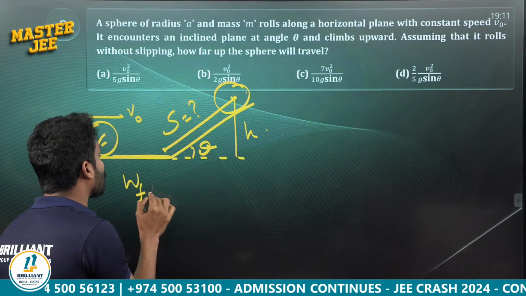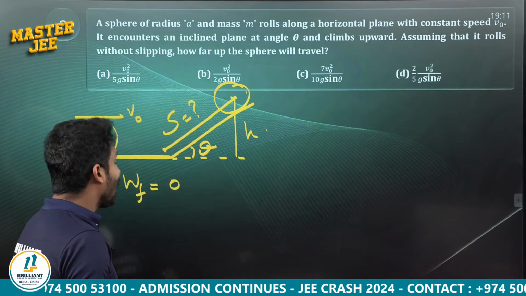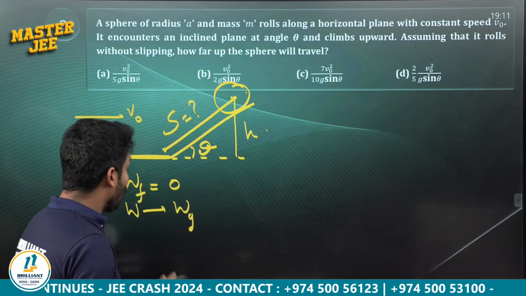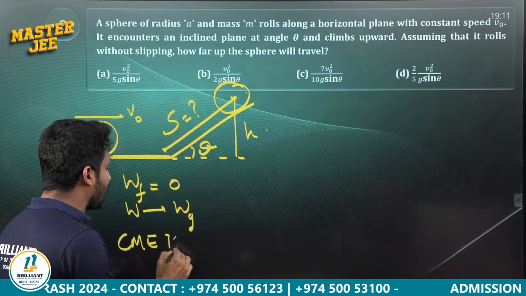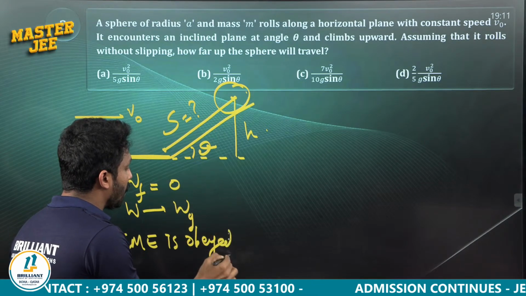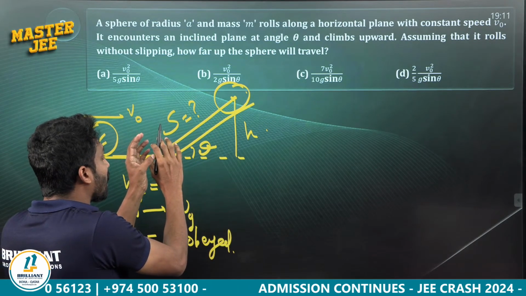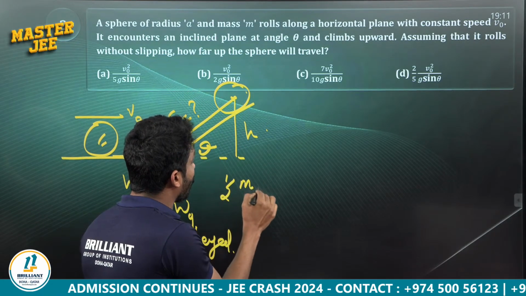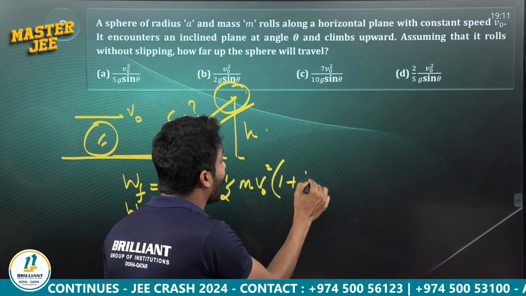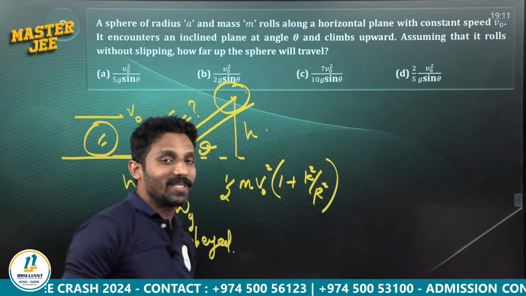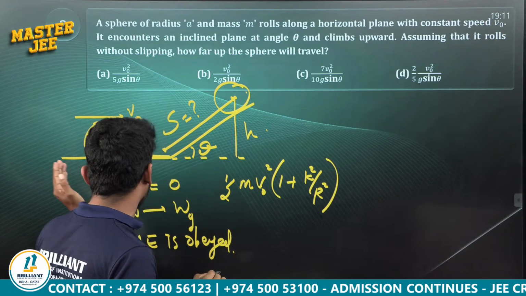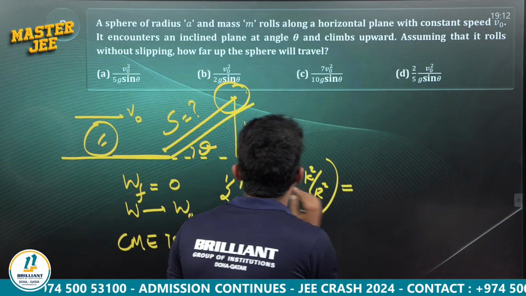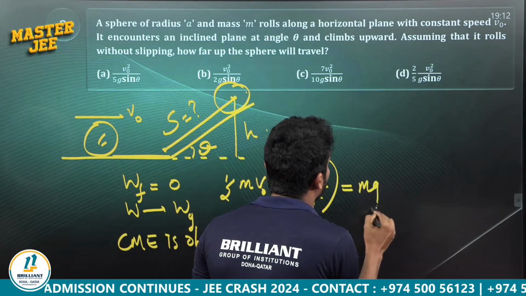Here the work done by friction is 0. Work is done only by gravity on the body while it is climbing up, which means conservation of mechanical energy is obeyed. The initial kinetic energy is converted to final potential energy. The initial kinetic energy is half m v0 square into 1 plus k square by r square. This is the kinetic energy of a rolling body, not in pure translation. This is equal to the final energy, which is mgh.